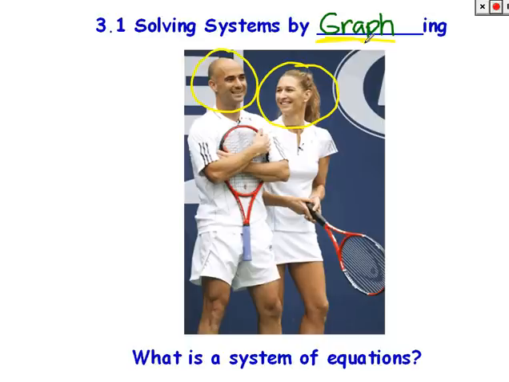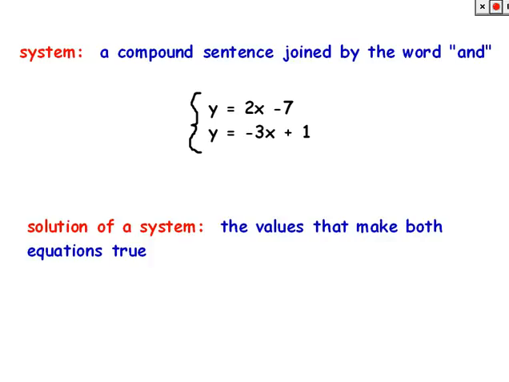So the first question is, what is a system of equations? Well, a system of equations is basically just if I have more than one equation. So I might have these two equations with this bracket out front, and that would be a system. And really a system is a compound sentence joined by the word and. So if I were reading this, I'd say y equals 2x minus 7 and y equals negative 3x plus 1.